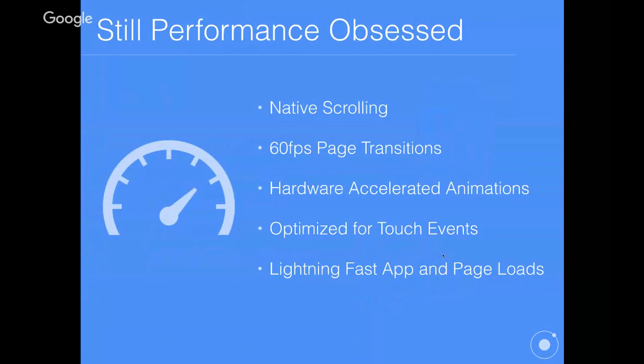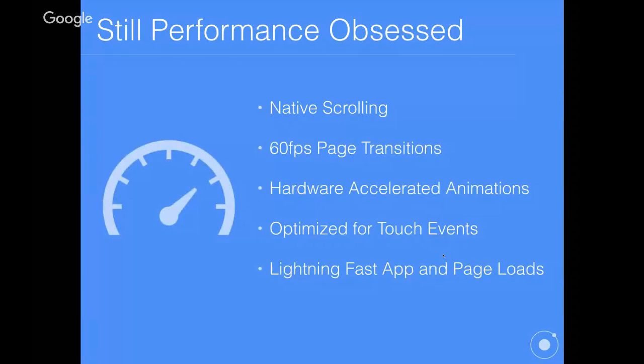Of course, as always, performance is our number one concern. None of this would really matter. It doesn't really matter how good the framework looks or how well it handles user interactions if it doesn't perform like native. So that is still our number one concern. And this includes things like native scrolling. Anyone who's familiar with the history of scrolling in hybrid apps knows that historically what we had to do was emulated scrolling using JavaScript. In Ionic 2, all apps use native scrolling now.